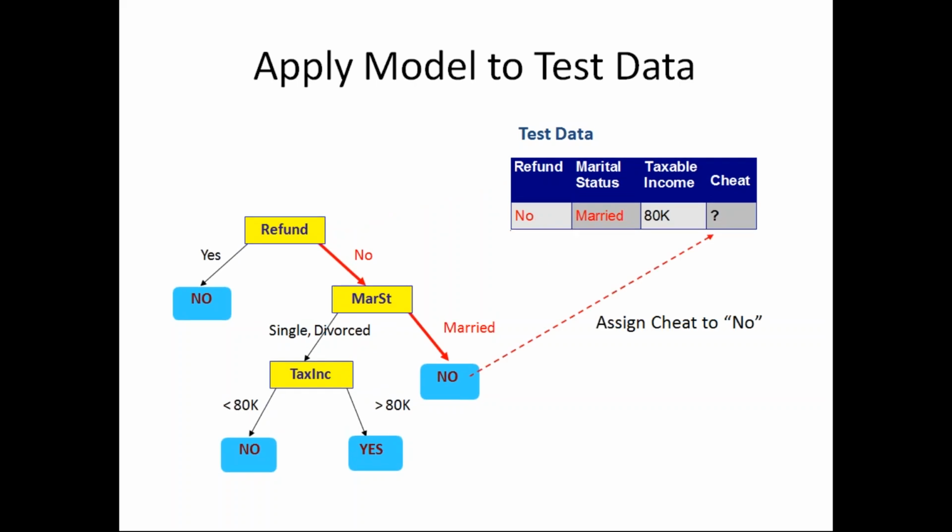Assign cheat to no. It will not go on checking taxable income. Why? Because with refund no and marital status married, it came to the conclusion that this is not going to be cheat. Okay. So like this, basically you can go through the decision tree top to down and come to a conclusion whether which class it is, or whether it is going to be yes or no or whatever.